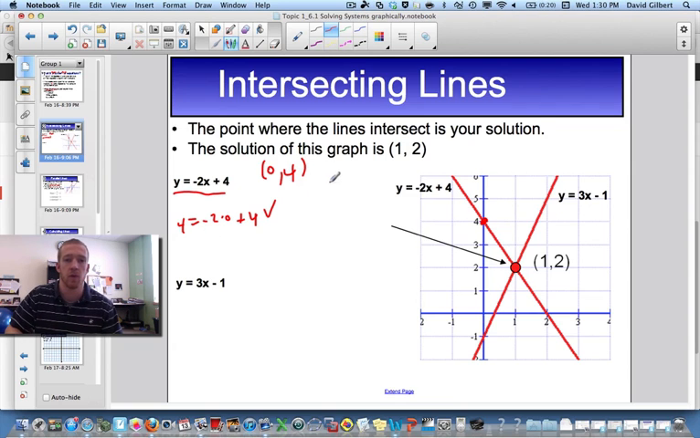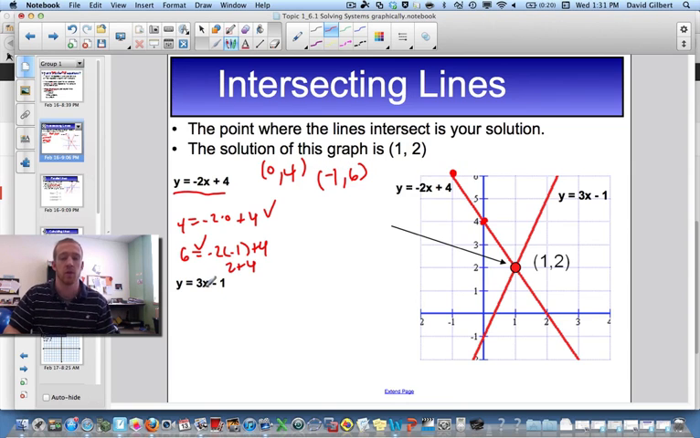If we were to pick another point, negative 1, 6. Plug that in and we get 6 equals negative 2 times negative 1 plus 4. That's 2 plus 4. So that works. So this point is on our line. That would not work if I plugged these numbers into this equation.